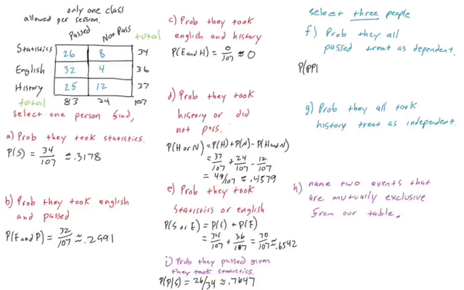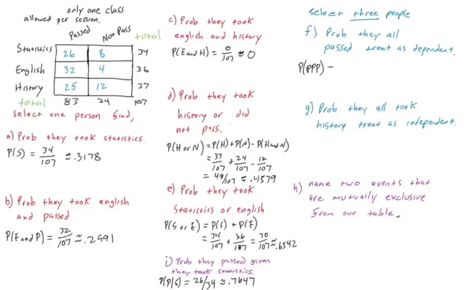Okay, now here we're going to select 3 people. So now we're talking multiple selections. So we're no longer going to use the addition rules. We're going to now start using the multiplication rules. So probability that they pass and treat as dependent. So dependent means it matters what happened before. So let's think about this as 3 different people.